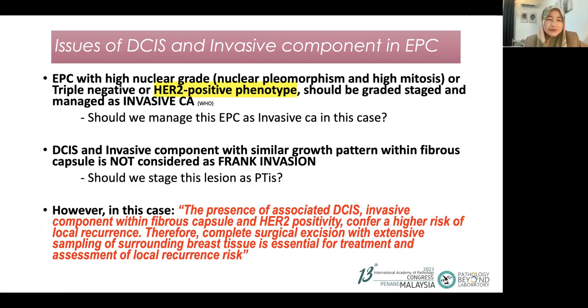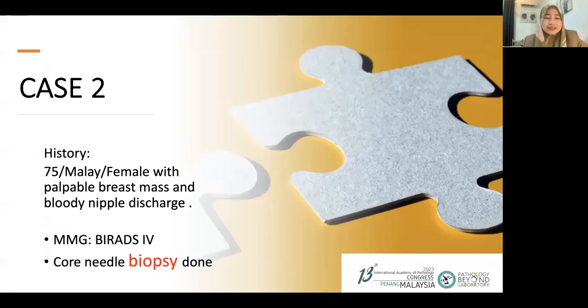Okay. However, in this case, we put up a long comment where the presence of associated DCIS, invasive component within fibrous capsule, and HER2 positivity confer a higher risk of local recurrence. Therefore, complete surgical excision with extensive sampling of surrounding breast tissue is essential for treatment and assessment of local recurrence risk.